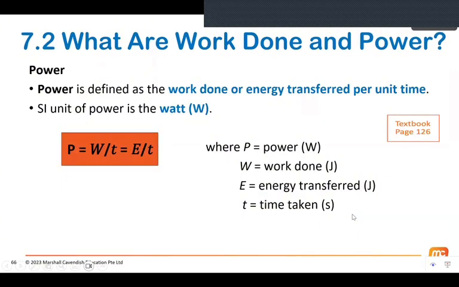Okay, so we come into the definition of power. What is power? Power is defined as the work done or energy transferred per unit time. So in formula, it looks like that. Power equals work done over time, or energy over time. Work done and energy are both the same. They are measured in joules. You need energy in order to do work.